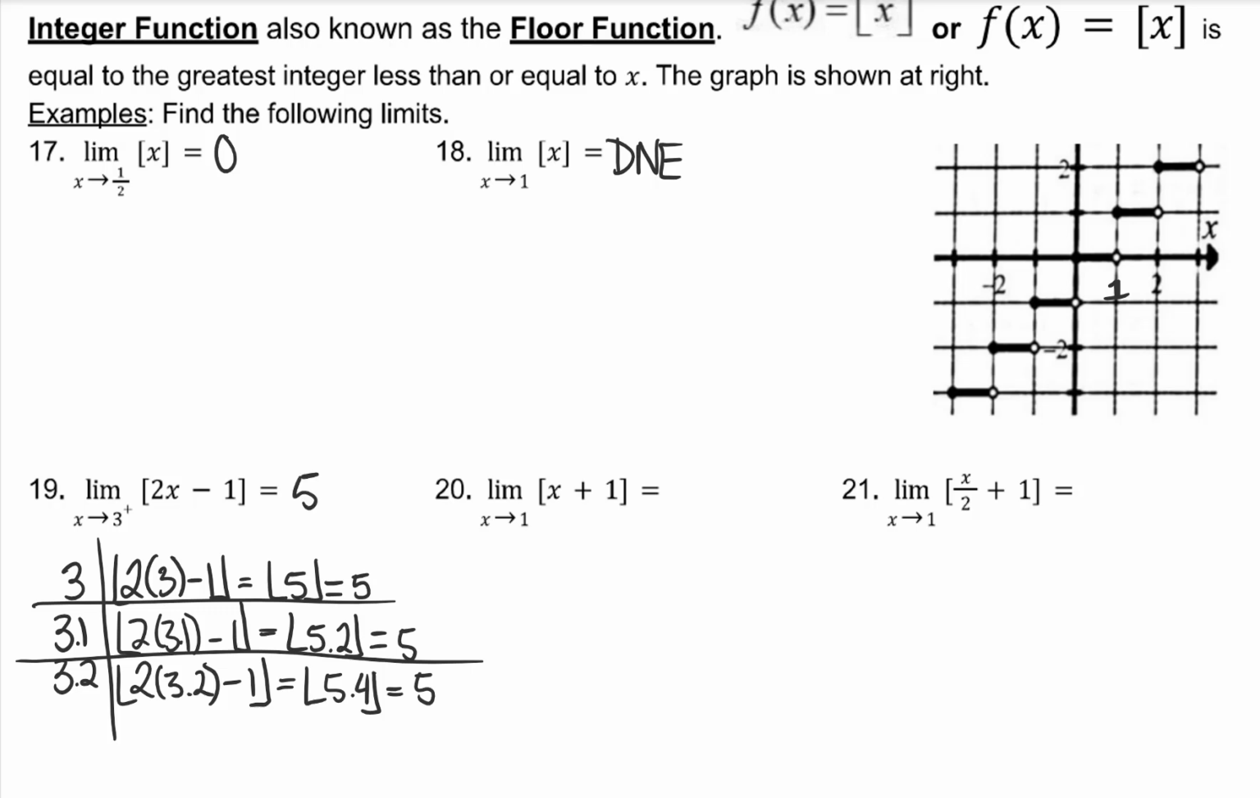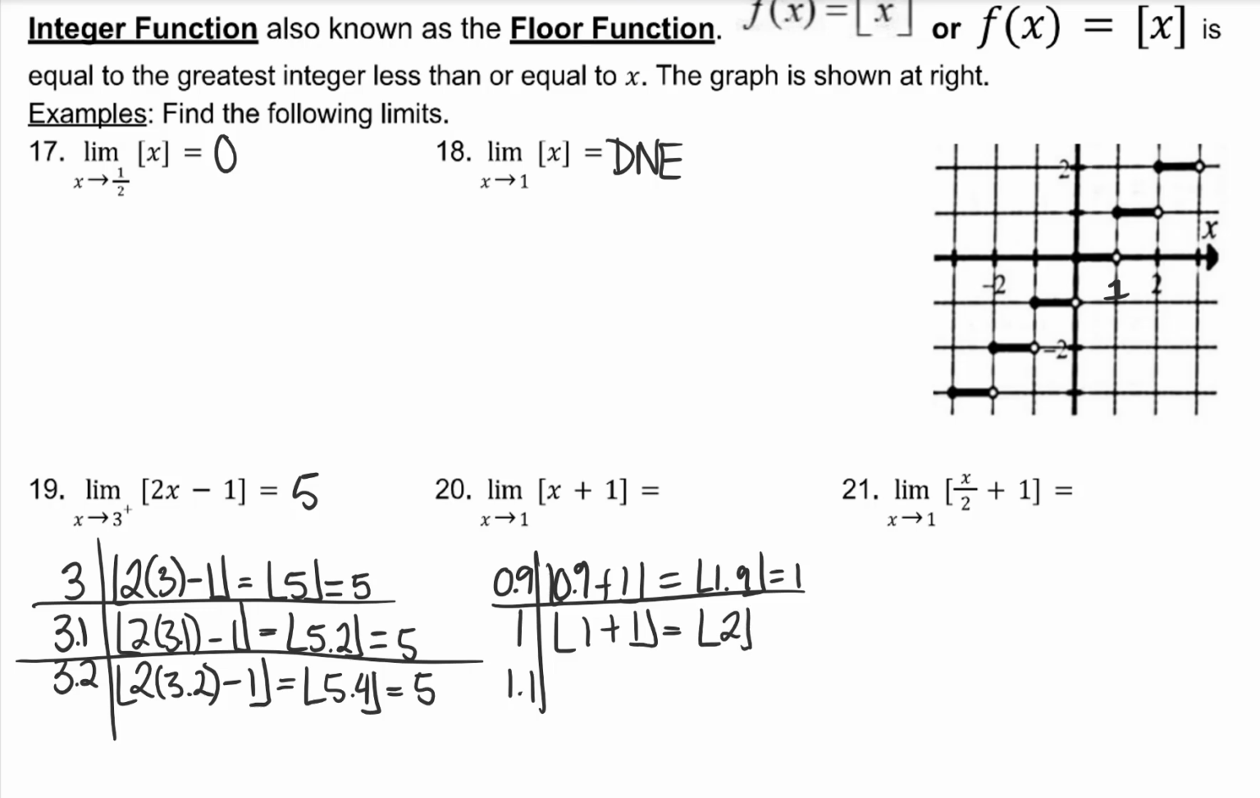Let's try this one. This one's asking for the limit as x approaches 1, so I'm going to plug in values to the left and right of 1. The greatest integer less than or equal to 1.9 is 1. The greatest integer less than or equal to 2 is 2. The greatest integer less than or equal to 2.1 is 2. From the left side, we're approaching 1, but from the right side, we're approaching 2, that means the limit does not exist. So the value at 1 is 2, but the limit does not exist because we're approaching two different values on either side. And let's try this one.